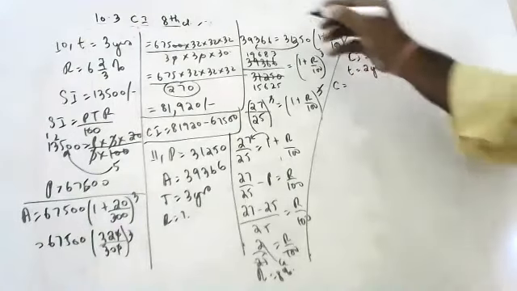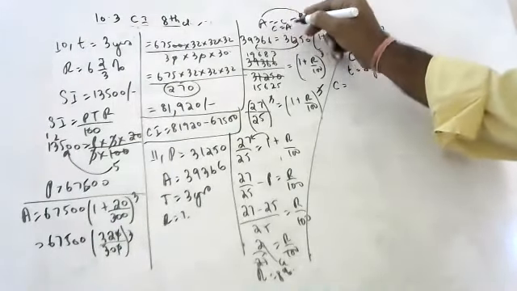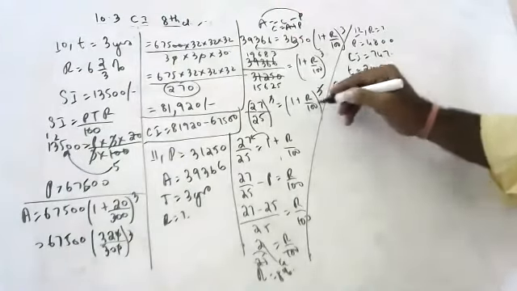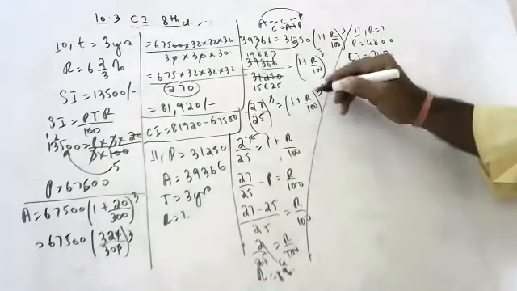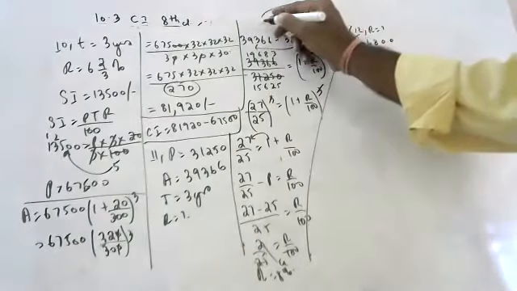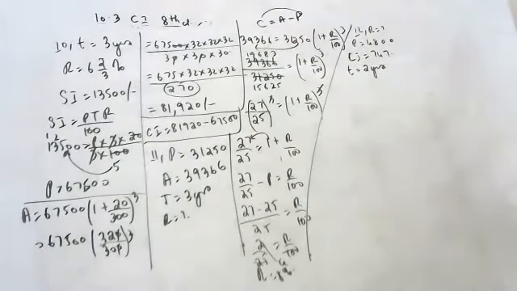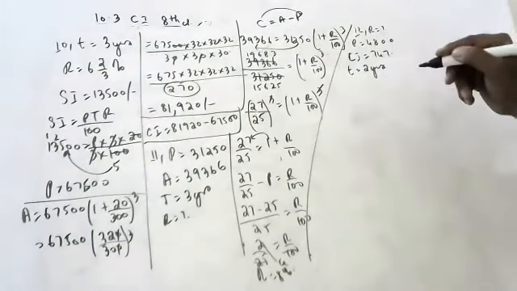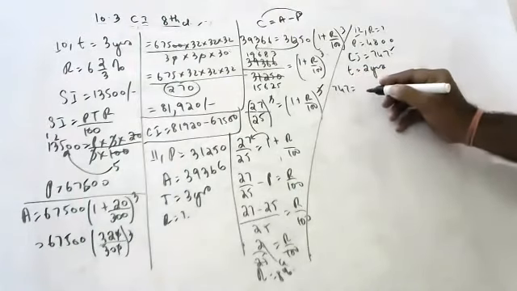Compound interest is equal to amount minus principal. Am I correct? Yes, sir. So what we will do? You have to find out the rate. Compound interest is 747.